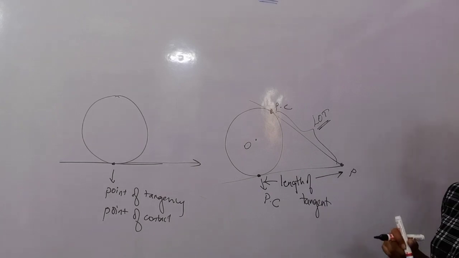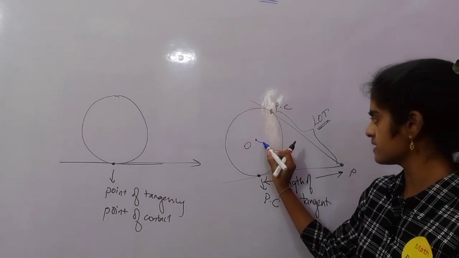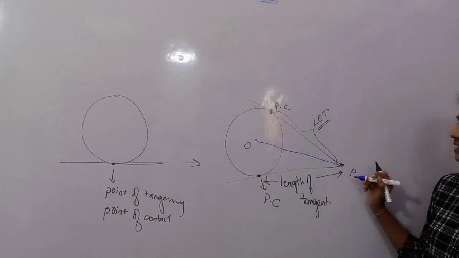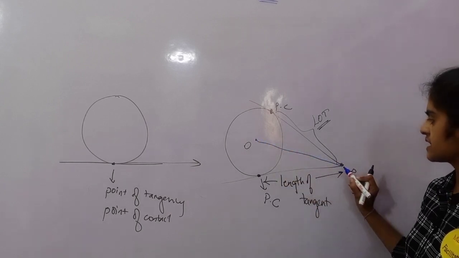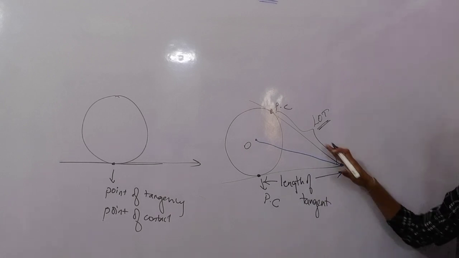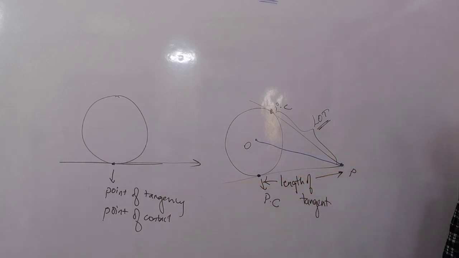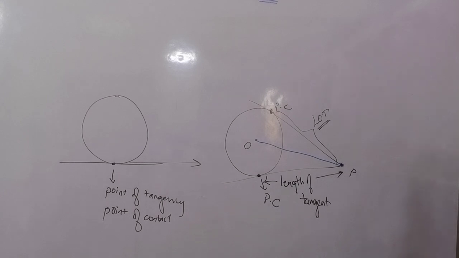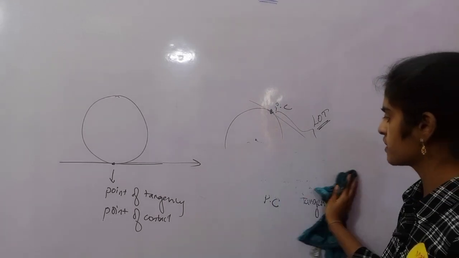Now if I am joining a line from the center to the external point from where I am having the tangent, so this line is called the line joining the center to the external point. And from an external point, how many tangents do you have? Two tangents. Clear? So these are the basic points which you will need to know, and let's proceed to exercise 9.1. What does exercise 9.1 say?